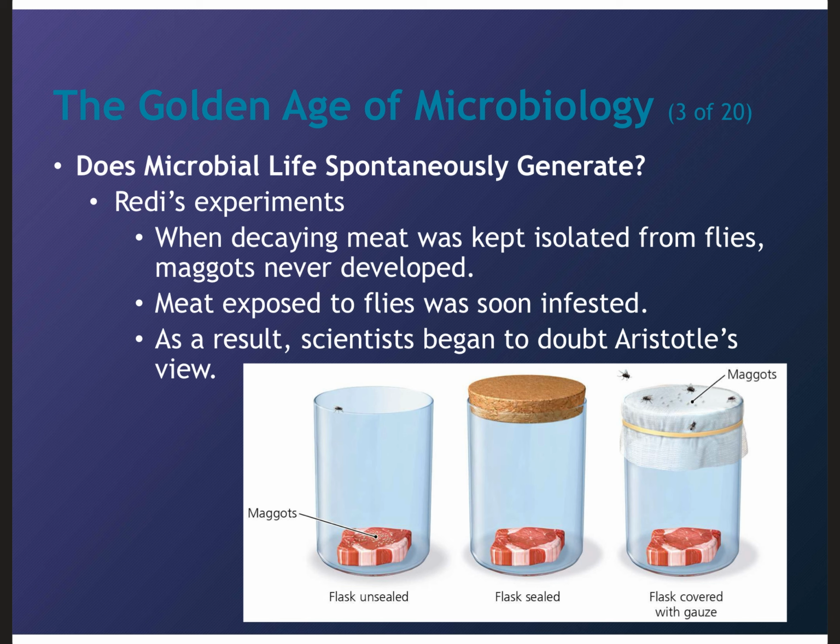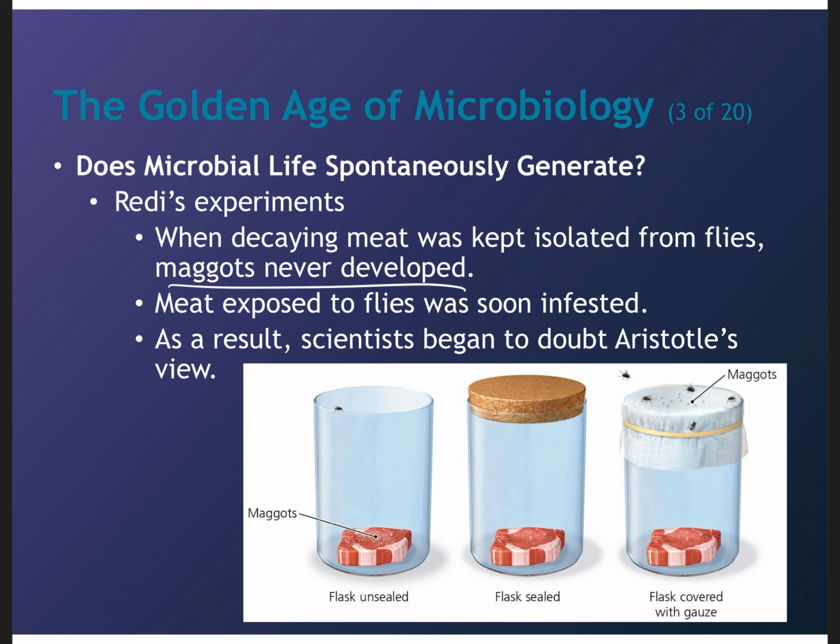So the first guy who kind of looked at this was Redi. He was like, okay, decaying meat. You guys ever thrown meat away and let it sit in the trash can for a little while? What does it attract? Flies. Flies make maggots. So when decaying meat was kept isolated from flies, maggots never developed. So they took an open flask and put a piece of meat in it. Hopefully they didn't use a nice steak like it's showing. Hopefully they used some garbage cut of meat, but whatever.